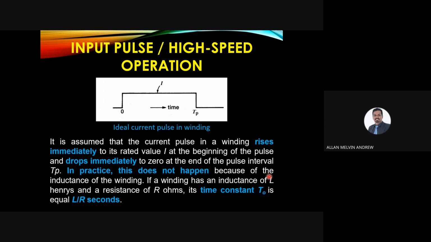So we need to consider the inductance L and resistance R in the circuit of the motor, which gives the time constant T, which equals L, with L in Henry, divided by R in ohms. Okay, so these seconds must be added before the current increases and also before it reduces.